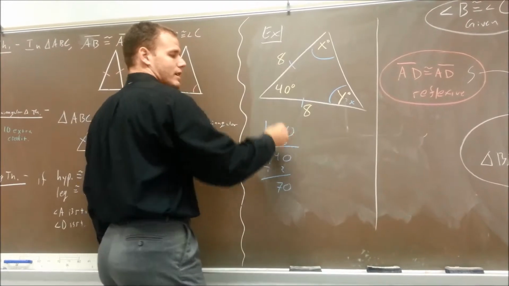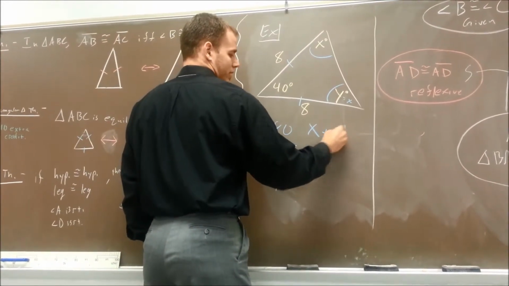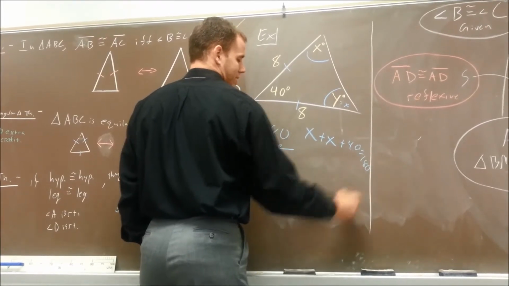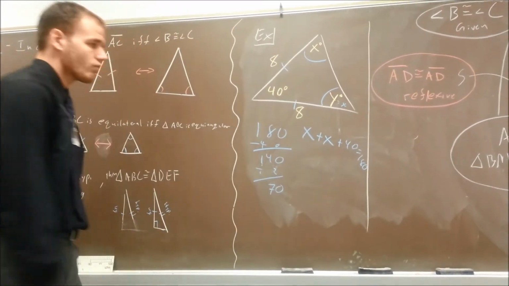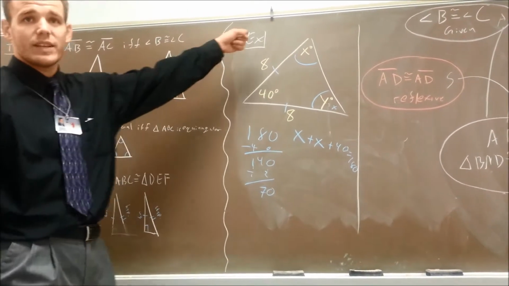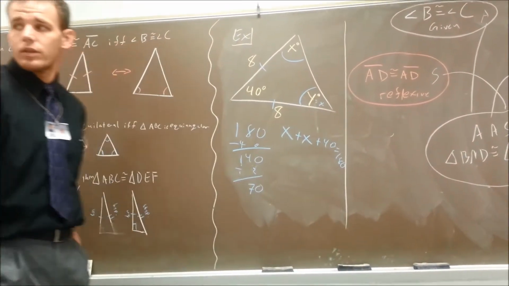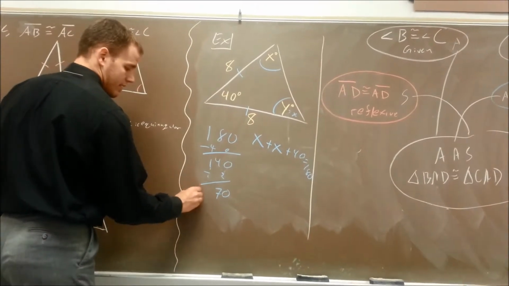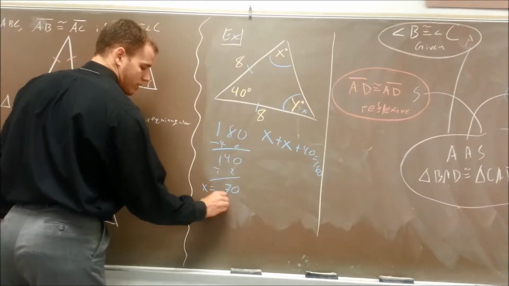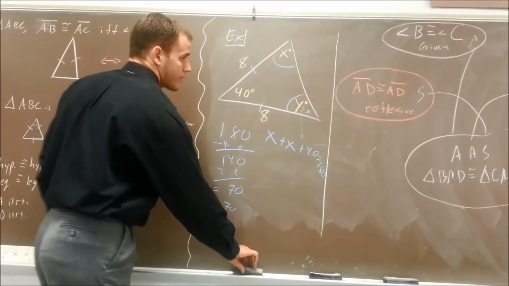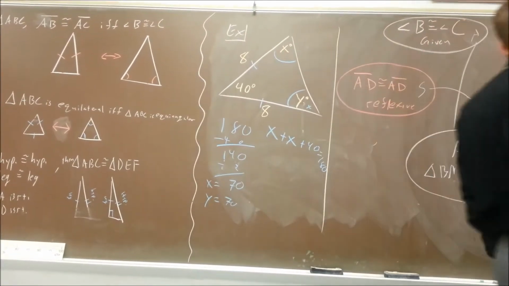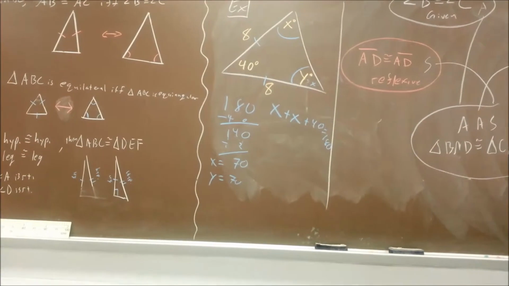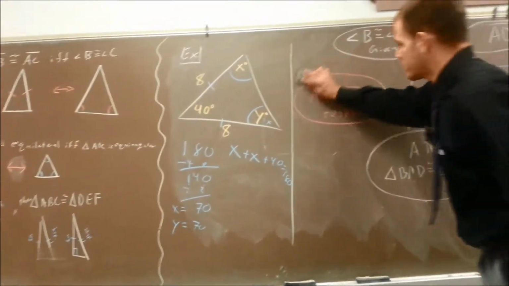We could also just set it up this way. X plus 40 equals 180. But then since we know that X is equal to Y, we're good. So X equals 70, and Y is also equal to 70. Pretty simple? Let's do one more, shall we?